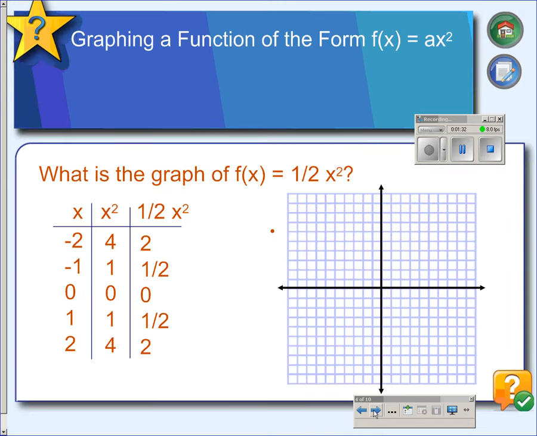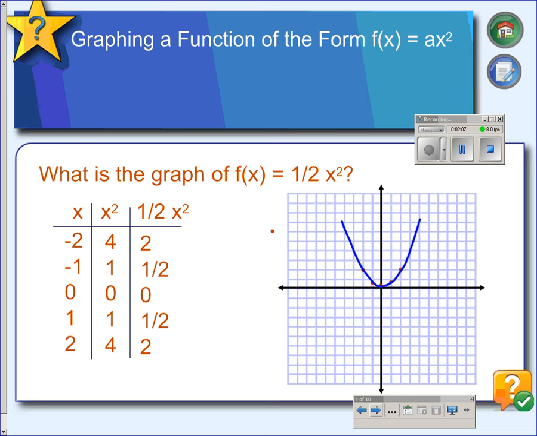If we wanted to graph a function that was slightly different from the parent function, like f of x equals 1/2 x squared, in the order of operations, we would first square our x values and then multiply them by 1/2. So in this case, when x is negative 2, y is 2. When x is negative 1, y is 1/2. When x is 0, we get 0. And then we have our symmetric points on the right side of the graph. And we can draw the curve through these points.